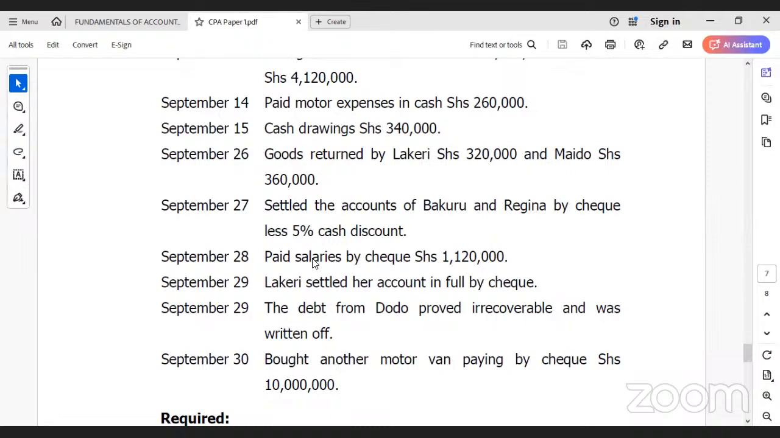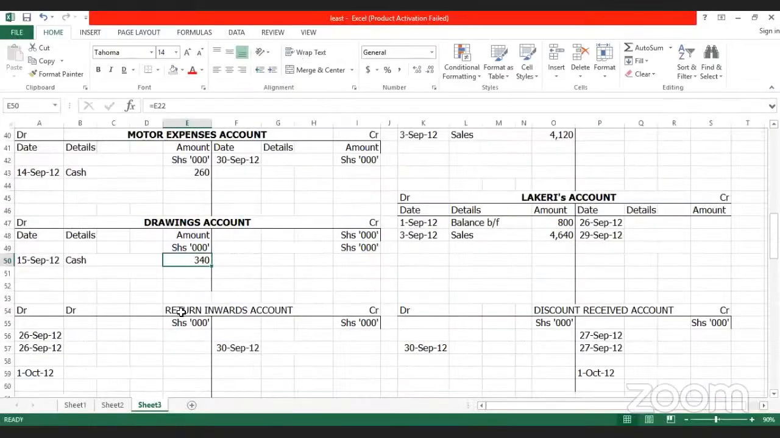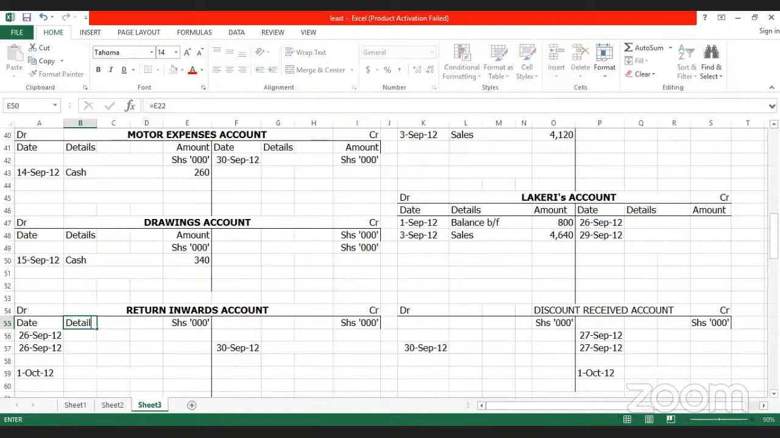Prepare the return inwards account. The account which we have here. Return inwards account.